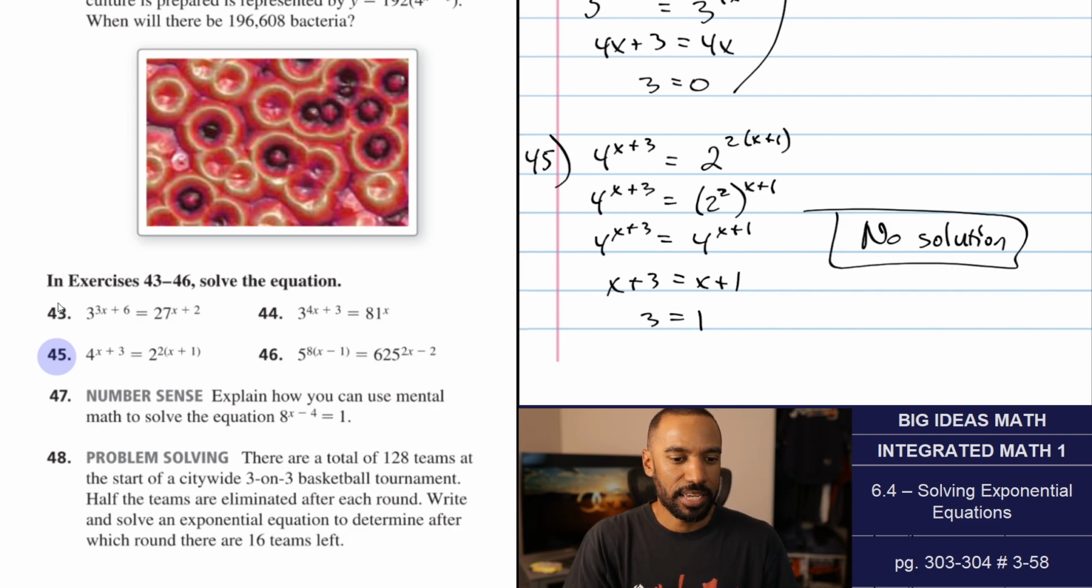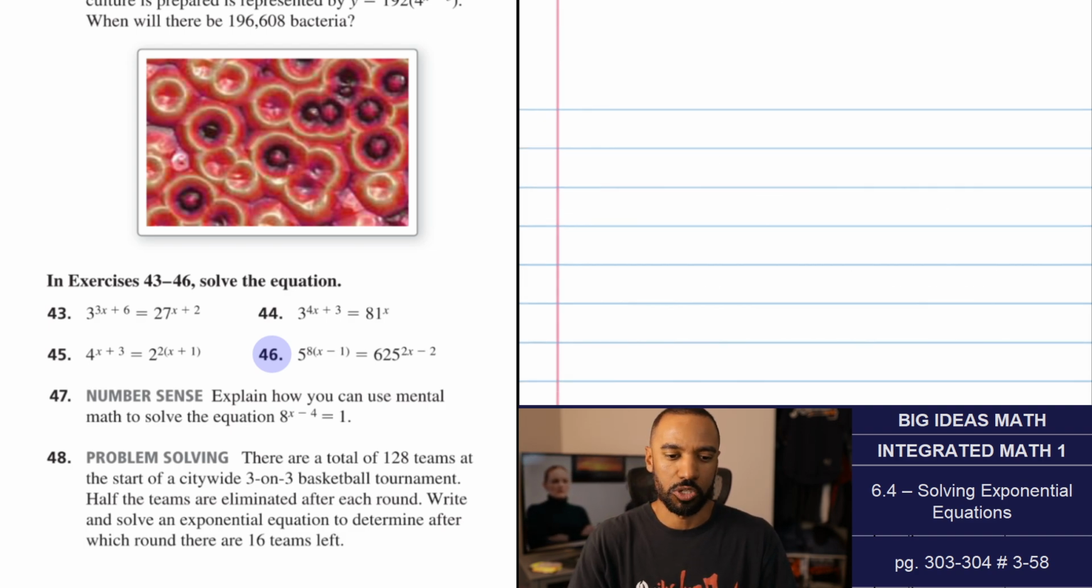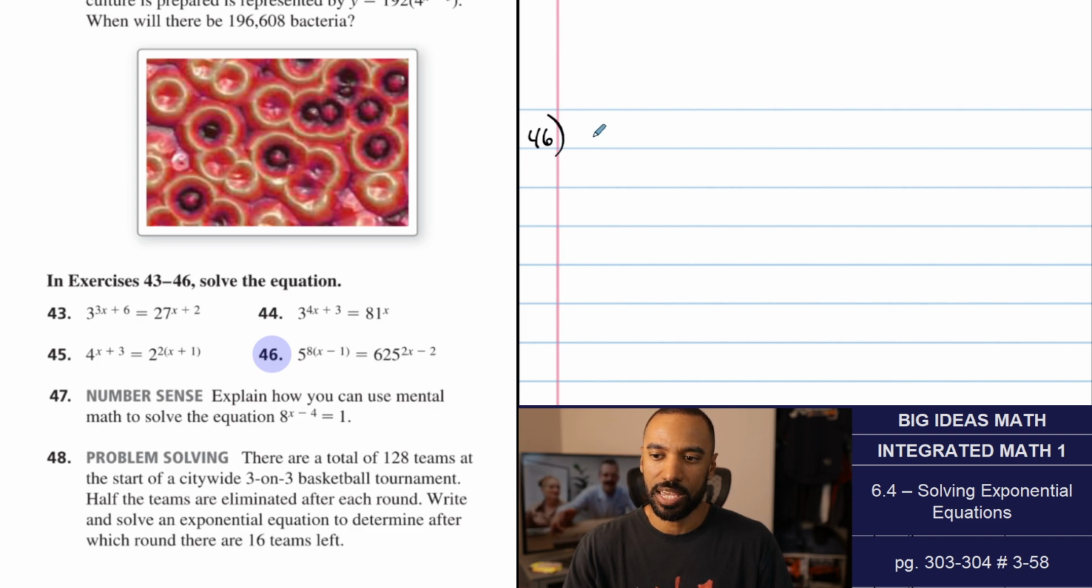And then number 46, 46 might be the same with this. Oh, 5 to the 8th power is not 625. So I wonder how I should best rework this one. But 46 is 5 to the 8 times x minus 1 power equals 625. Oh, to the 2x minus 2 power.